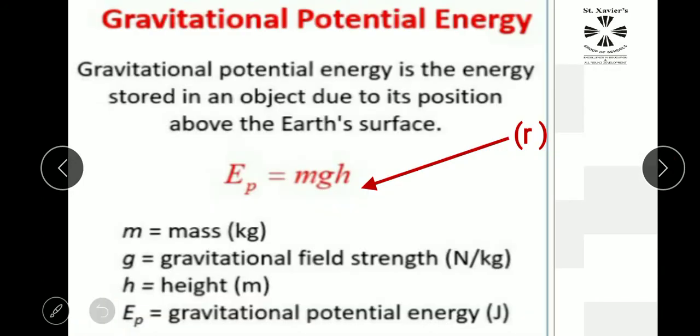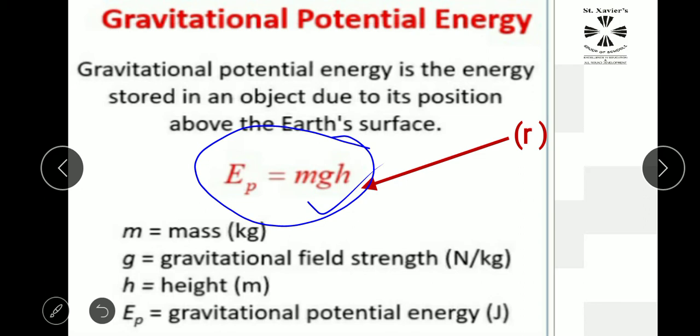Next, when we move ahead, we are having the derivation for gravitational potential energy, students. Gravitational potential energy is the energy stored in an object due to its position above the earth's surface. In our ninth standard, we have already studied that potential energy is given by mgh, where m is the mass, g is acceleration due to gravity, and h is the height.